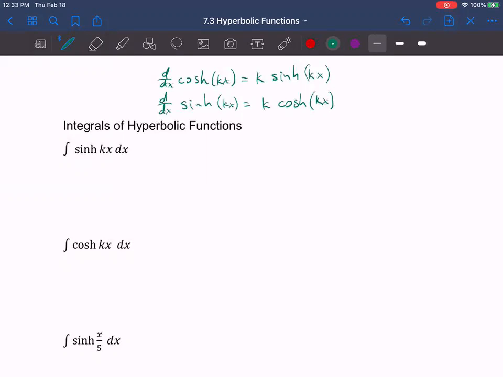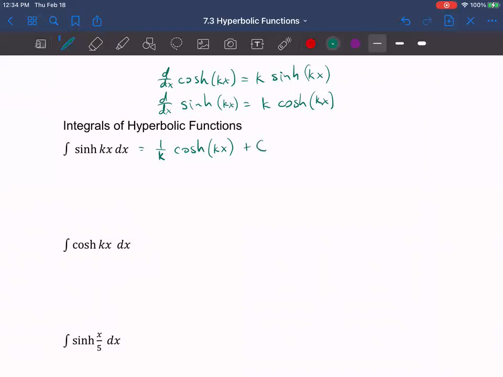So what do we think the integral of sinh of kx dx is going to be? Cosh. So we're going to have some sort of cosh. Is that it? We're missing something. Plus c.